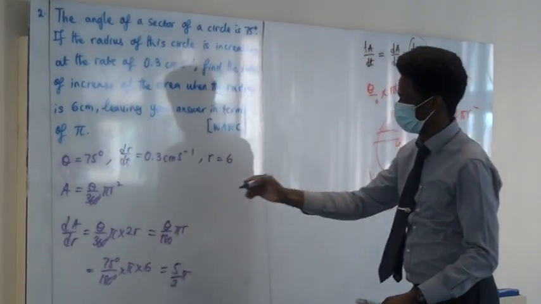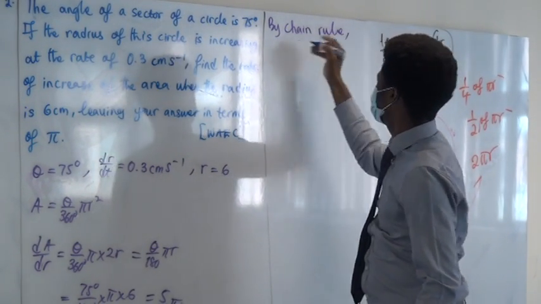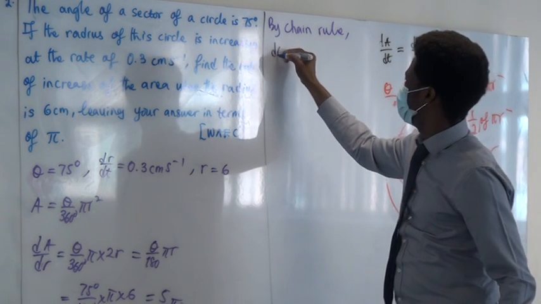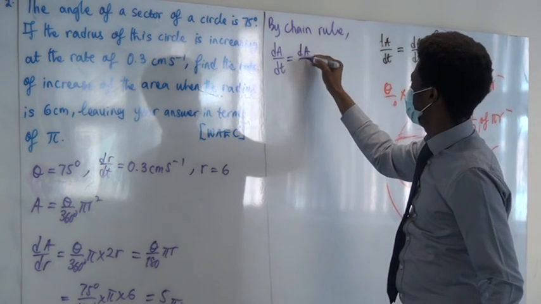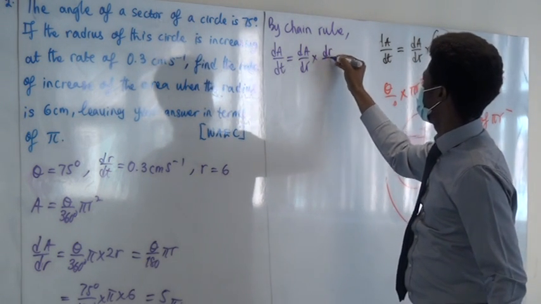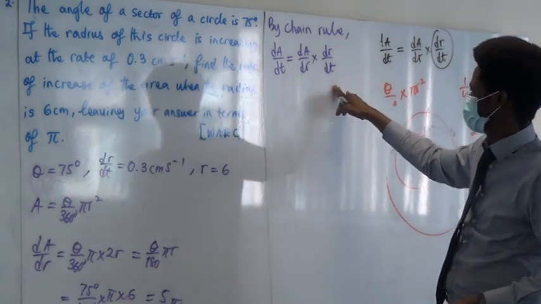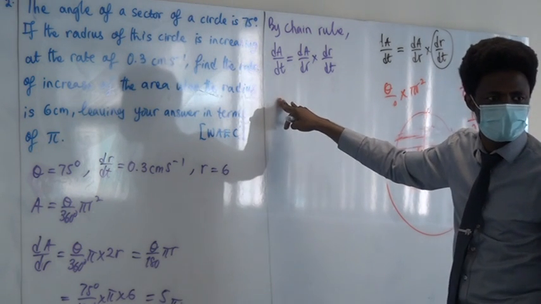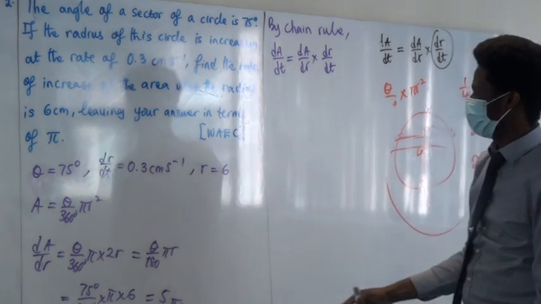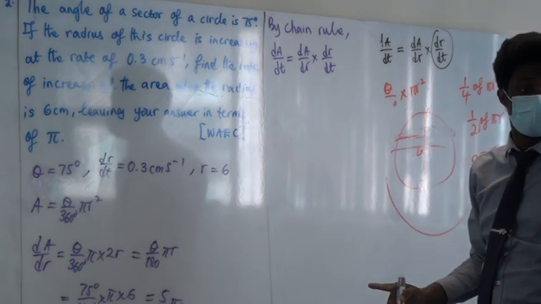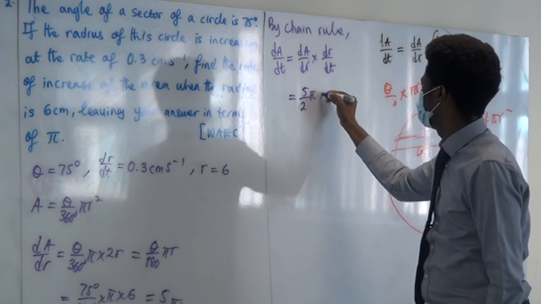Okay, so quickly, by chain rule, let's put it together. dA/dt equals dA/dr times dr/dt. So let's substitute what we know. Sometimes this is what is missing. This is what is missing actually. So it doesn't mean that's what you write first. Okay? So dA/dr, we know that? Yes. No, the dA/dt, that's what we are looking for. Oh, okay, good. dA/dr is 5 over 2 pi, and dr/dt is 0.3.